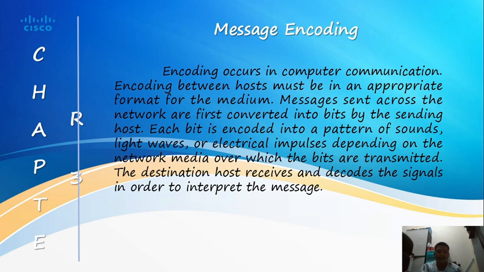So next is message encoding. What is message encoding? Encoding occurs in computer communication. Encoding between hosts must be in an appropriate format for the medium. Messages sent across the network are first converted into bits by the sending host. Each bit is encoded into a pattern of sound, light waves, or electrical impulses, depending on the network media over which the bits are transmitted. The destination host receives the signals and decodes them in order to interpret the message.